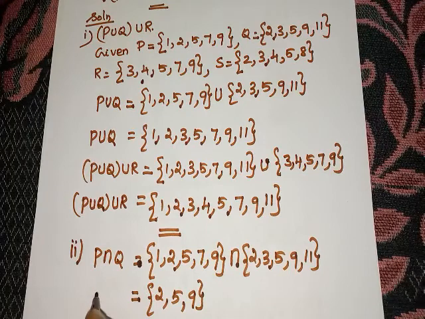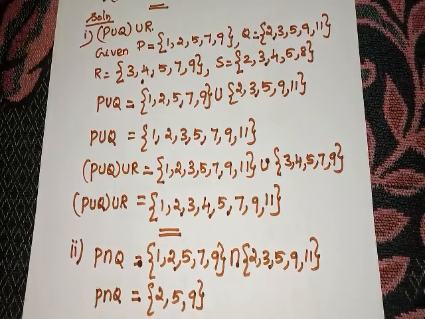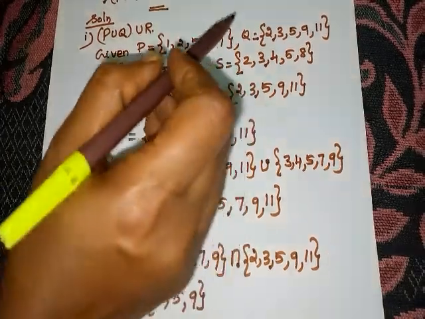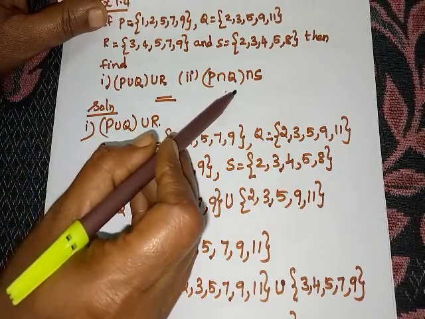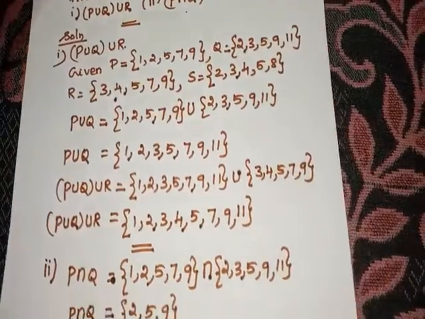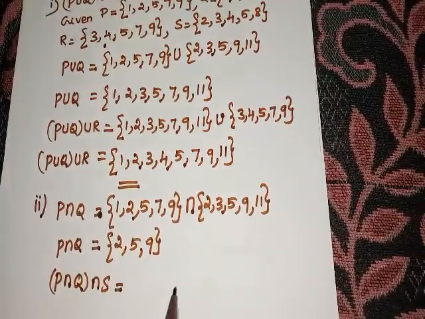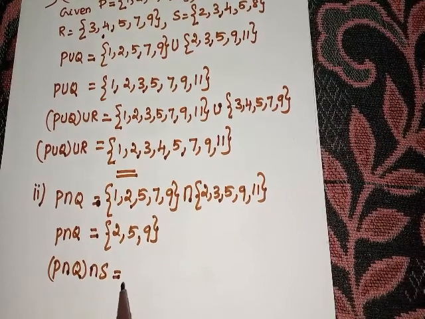Okay, now this is P intersection Q. Now P intersection Q intersection S, that is the second subdivision. What is the second subdivision? P intersection Q intersection S, isn't it? So P intersection Q intersection S is equal to, now this is the P intersection Q value.